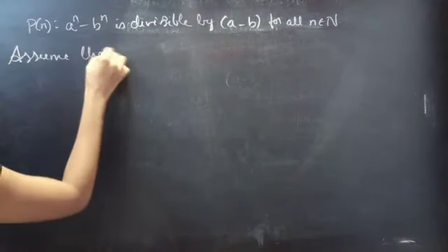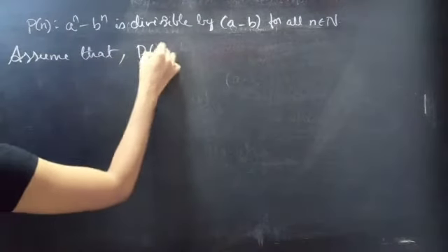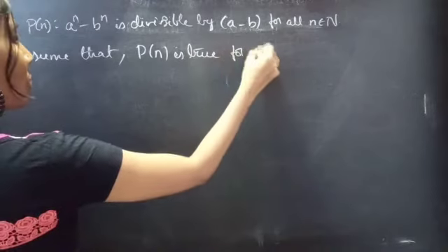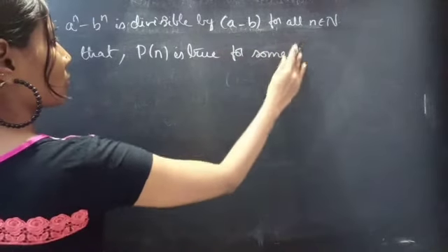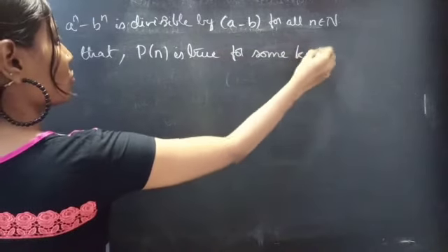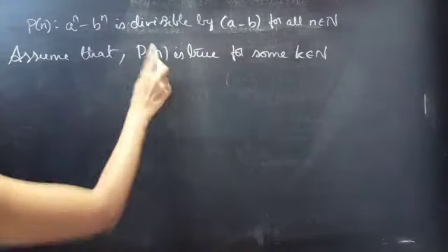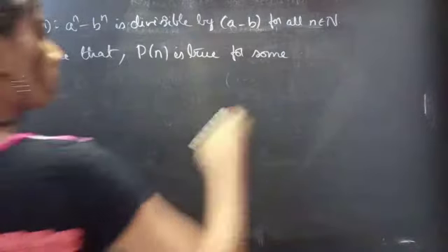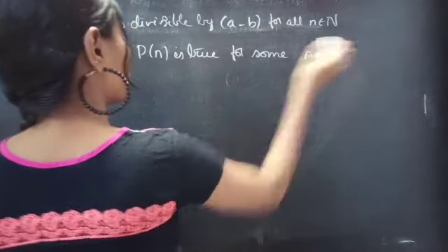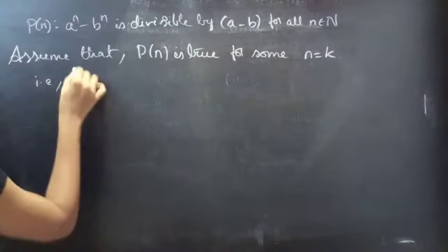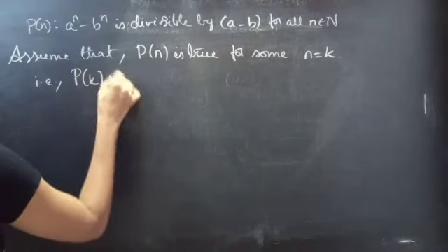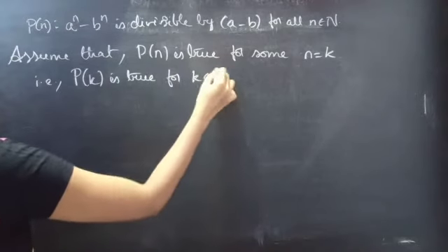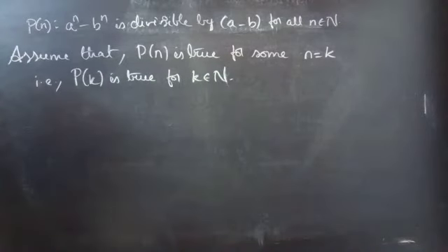Assume that P of n is true for some k which belongs to N, right? For n equals k, that is, P of k is true for k belonging to some natural number.